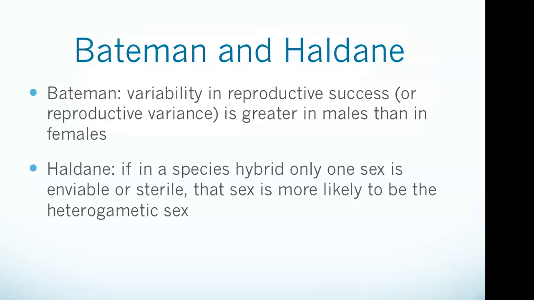Okay, so that's Bateman. Haldane's rule is an observation about the early stage of speciation, formulated in 1922, also by a British person, evolutionary biologist J.B.S. Haldane. It states that if in a species only one sex is inviable or sterile, that sex is more likely to be the heterogametic sex. Heterogametic sex is one of the 2 different sex chromosomes. In mammals, for example, this is the male.